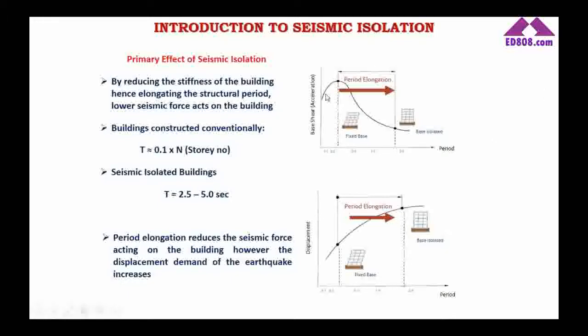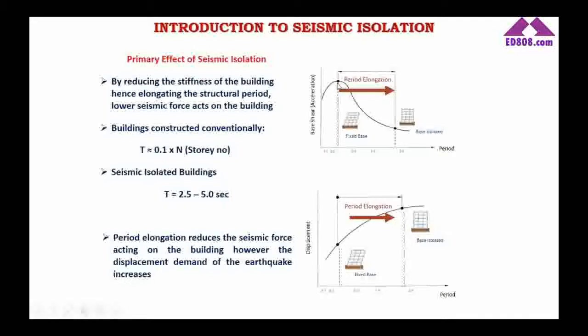From the chart on the top, consider a base shear and the period chart. You can think of it like a response spectrum curve, with acceleration on the y-axis and the period on the x-axis. What we generally design for the fixed base cases, we design our structures with low dominant periods. What we do by using isolators is we elongate that period. Normally, for a fixed base building, for example a 10-story building, the vibration period would be 1 second, and the acceleration acting on the building would be high compared to the base isolated case.